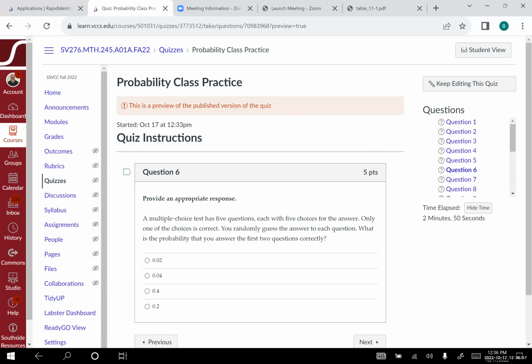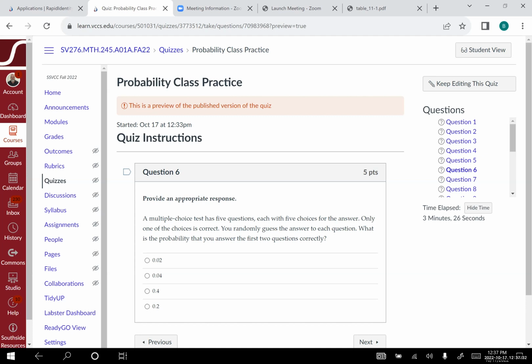Now this one becomes an and problem because you're taking a multiple choice test that has 5 questions. So now we've got 5 events. Each question has 5 choices. So it's similar to these. Our questions here have 4 choices, but imagine yours had 5. Only one of the choices is correct. You randomly guess at the answer to each question. What is the probability that you answer the first 2 questions correctly?